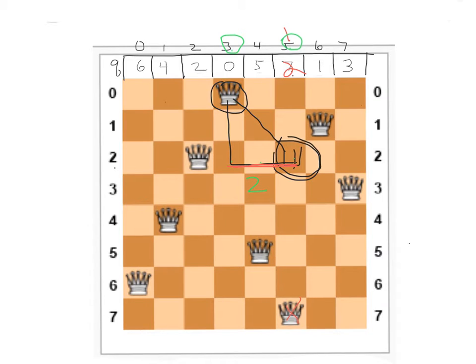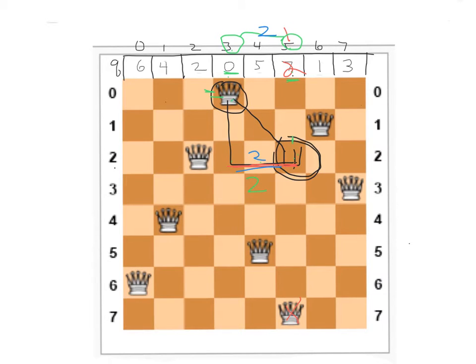5 minus 3. But what about the row distance? How do I tell what the distance in the row is? Well, this one right over here, he's in row 0, and this one over here is in row 2. So if I look at the difference, this being 2 and this one being 0, 2 minus 0 is also equal to 2. So this difference here is 2, and this difference over here is also 2.